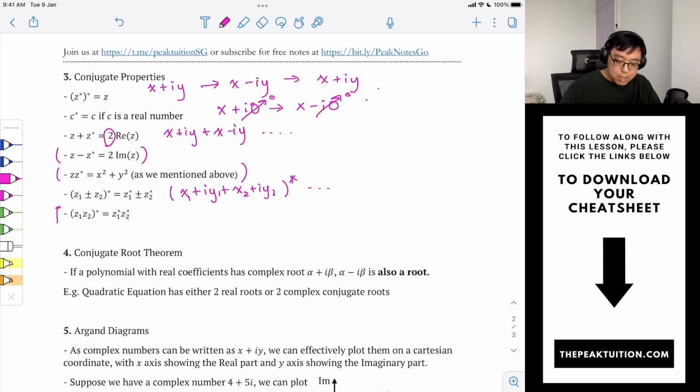Same thing for this. This one is probably not as intuitive or obvious. It's important to know, and you can also just work it out. It's quite straightforward. So these are some conjugate properties that you will need to know for complex numbers.